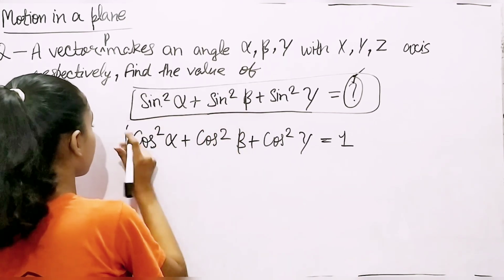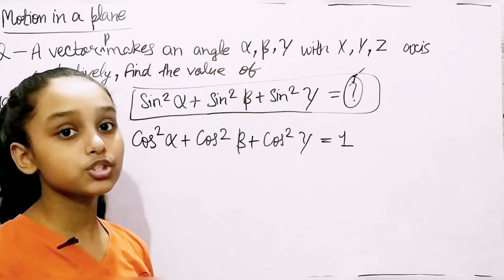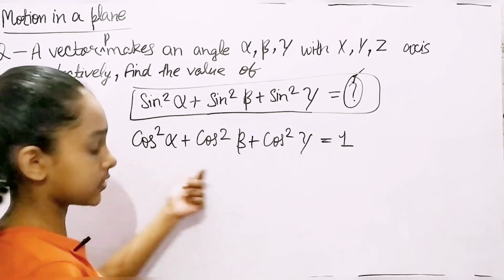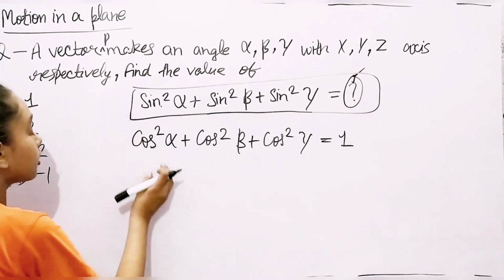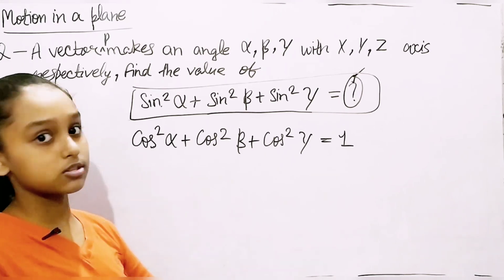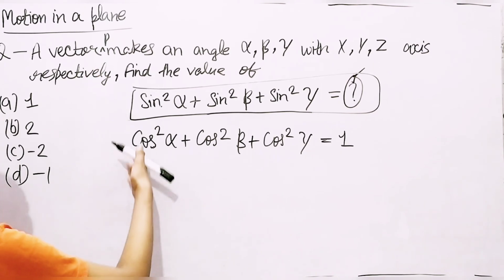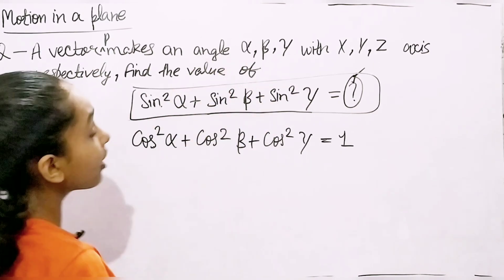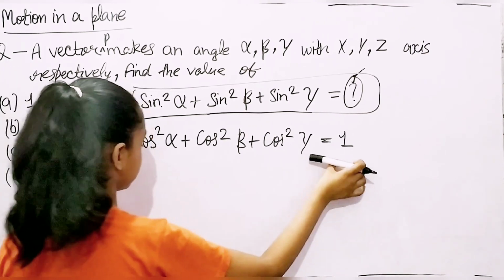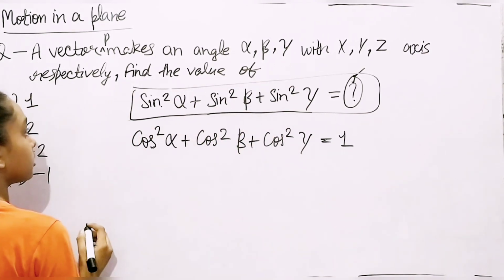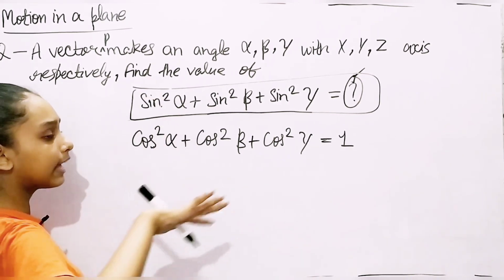For finding this exact value in sine, first of all we need to know the cos. So cos square alpha plus cos square beta plus cos square gamma is equal to 1. Always remember it. To find the value of sine square alpha plus sine square beta plus sine square gamma, we're just going to subtract from 1. Because it is in cos, if we subtract it we get sine square, and that's how we get our answer.